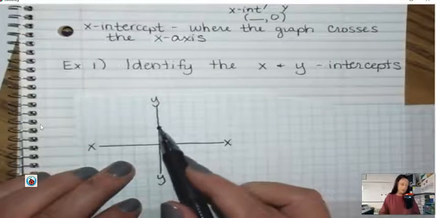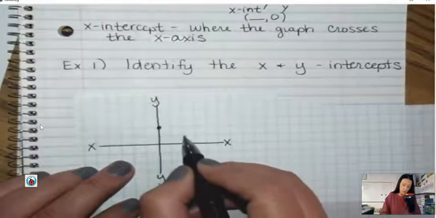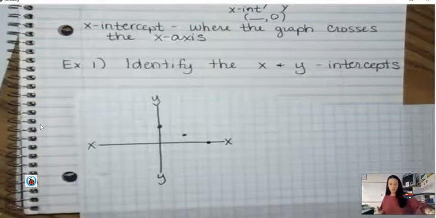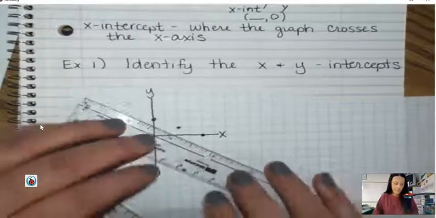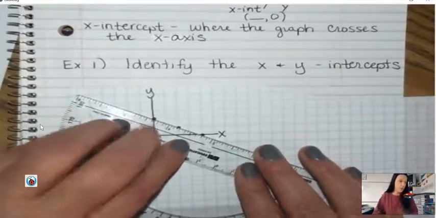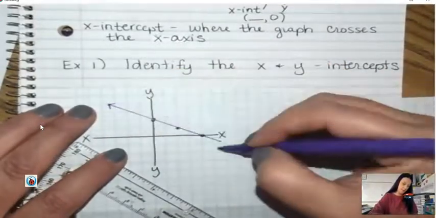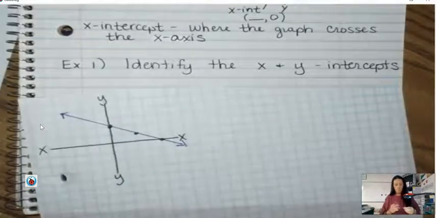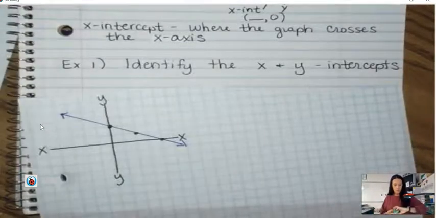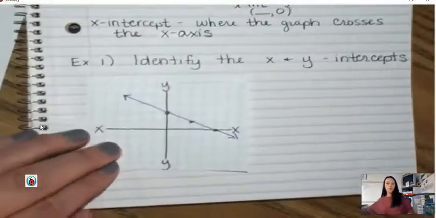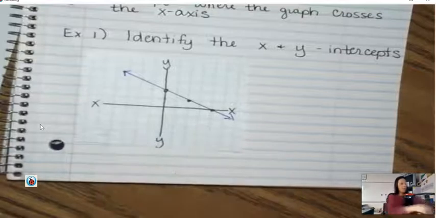From that y-intercept, go down 1 over 2. Down 1 over 2. Go down 1 over 2 again. Then get a straight edge. Connect it with a nice straight line. And put arrows on both ends because this line goes on forever. Okay, then for this graph, we need to identify the x-intercept and then the y-intercept.